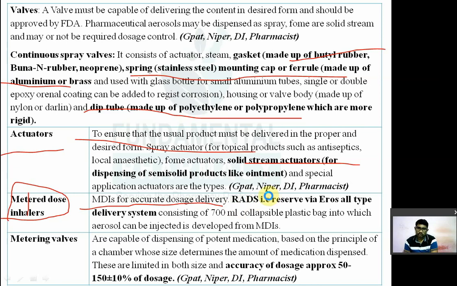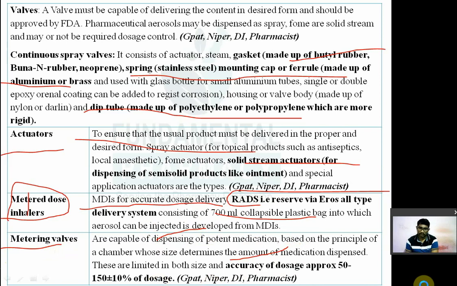RADS, that is the reserve via eros type of delivery system. इसके ऊपर भी एक बार क्वेश्चन आ चुका है. RADS, reserve via eros all type of delivery system, consisting of a 700 ml collapsible plastic bag in which aerosol can be injected and developed from metered dose. Then metering valves. They are capable of dispensing a potent medicament or drug based upon the principle of a chamber, whose size determines the amount of medication to be dispensed.